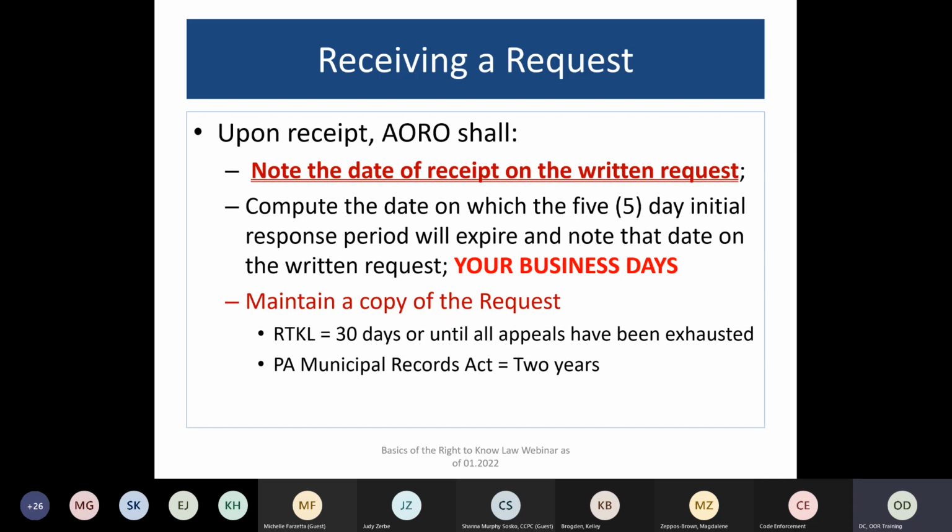I would recommend following the Municipal Records Act 2 years to keep everything related to records retention for right to know materials.